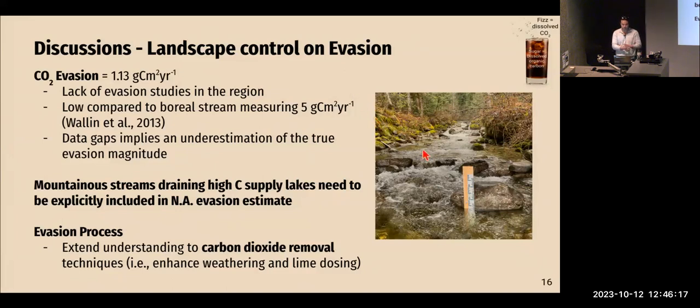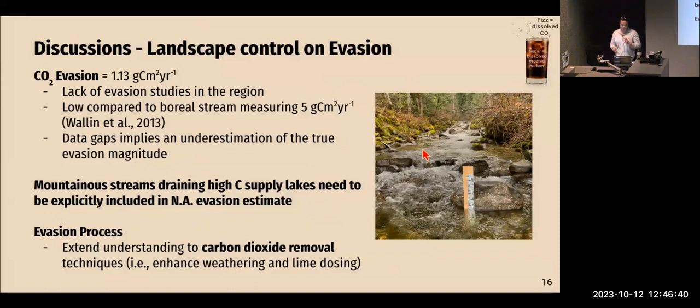Reprocessing the data using weekly averaging improved data gaps and showed the stream evasion is the same as the lake evasion. From our study, we show that there's a large magnitude of evasion from mountainous streams draining these high carbon supply lakes, and they need to be considered in future estimates separate from river emissions, which they're currently grouped in.